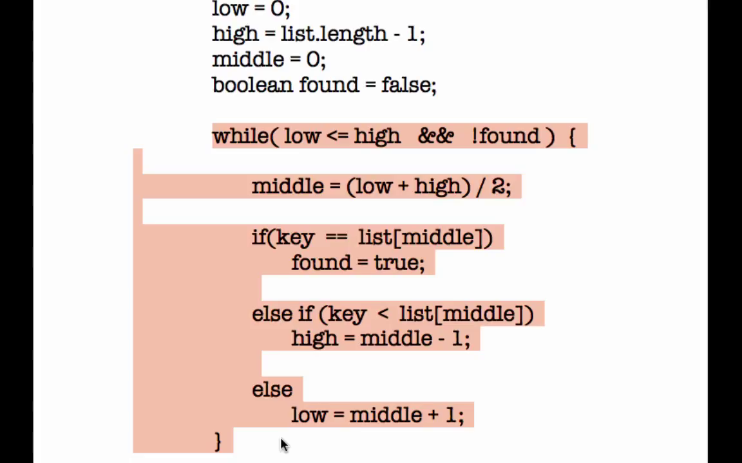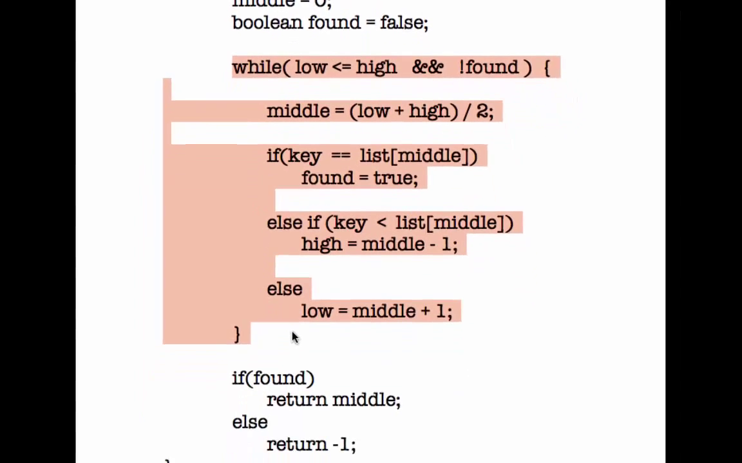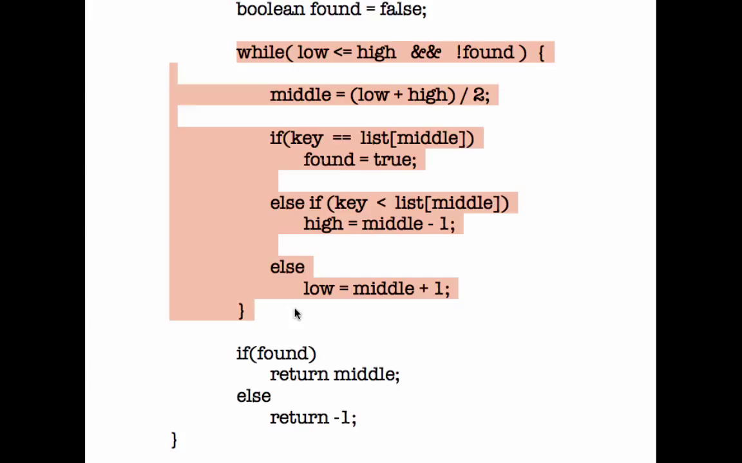It's either going to stop because there is a match, because found is true, or it's going to stop because I inspected every possible element that I could, and there are no matches. Low is greater than high. Now, I need to figure out which of those two conditions made the loop stop. One implies you have a match, the other says you don't have a match.